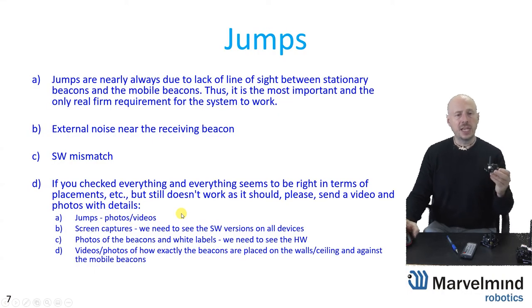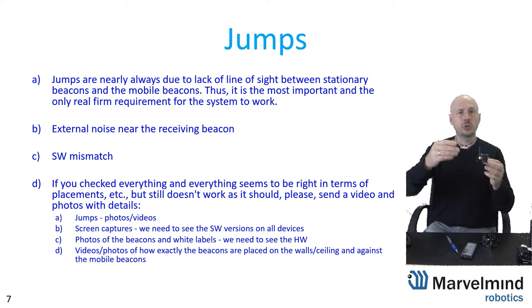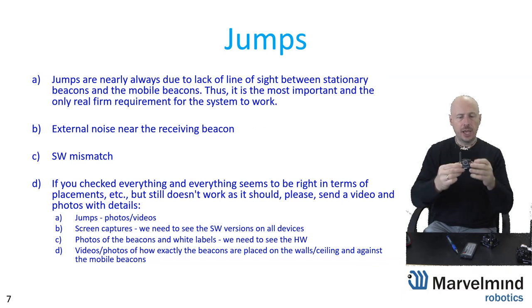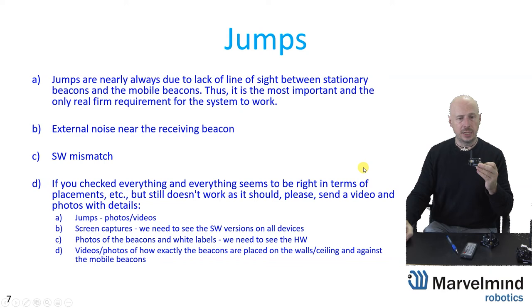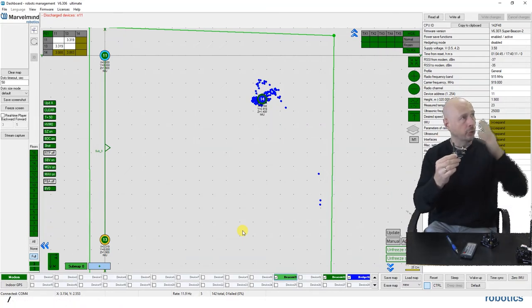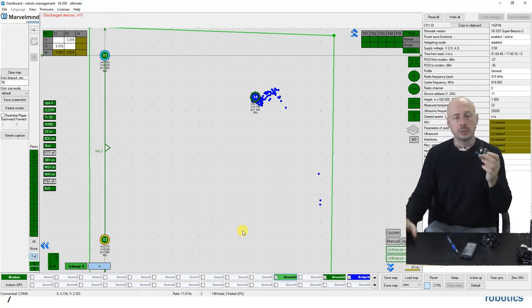And what is next? Next could be noise. By the way, noise where? Next to the listening beacon. In the inverse architecture, the mobile beacon is listening, and in the non-inverse architecture, the stationary beacons are listening. Even though you see I'm shouting pretty loudly, you can see that it's working well, even though I'm very loud and the station beacons are a few meters away. It works well, so it's not a problem.